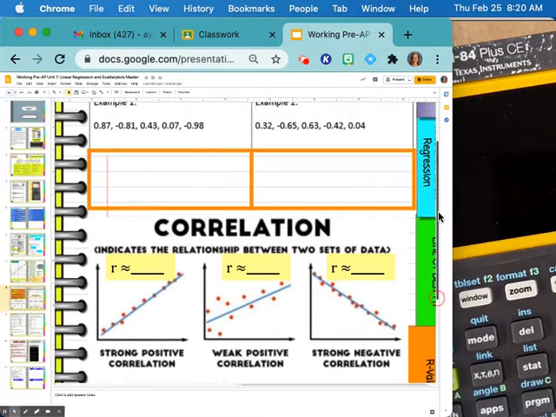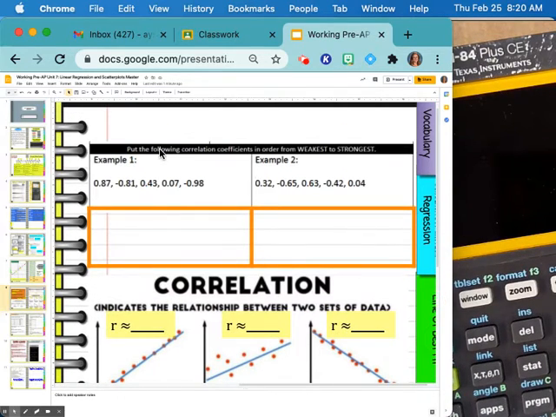Okay, so let's look at this. Put the following correlation coefficients in order from weakest to strongest. So remember, the weakest are closest to 0. Positive and negative don't tell us strong or weak. It just tells us whether it's a positive or negative correlation. So what is the weakest?